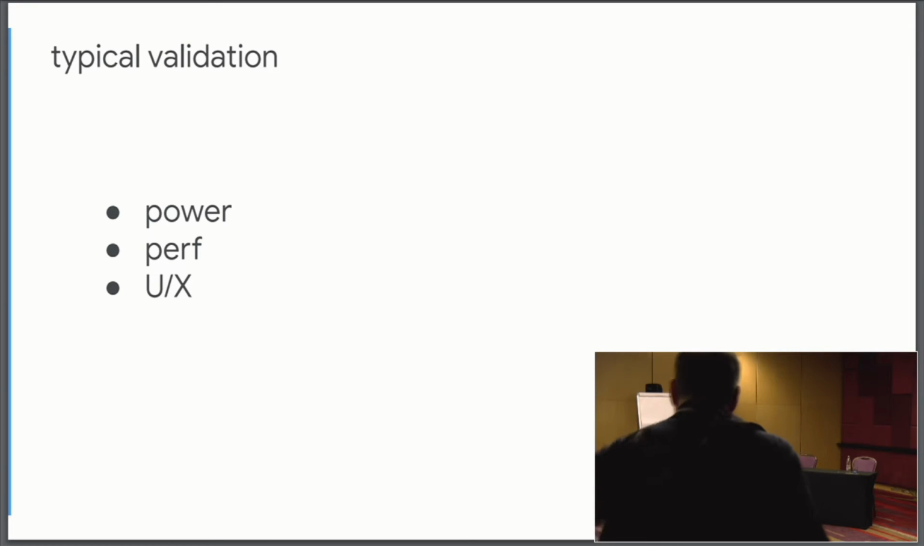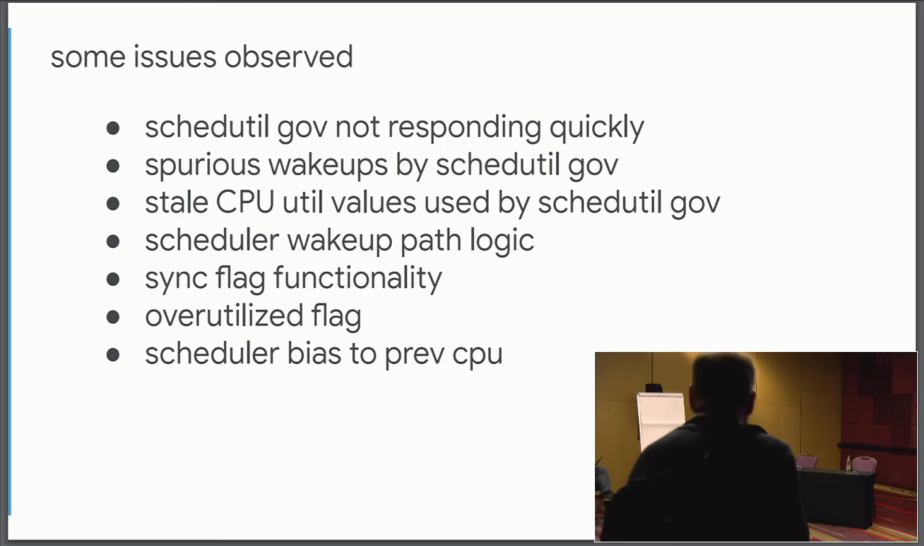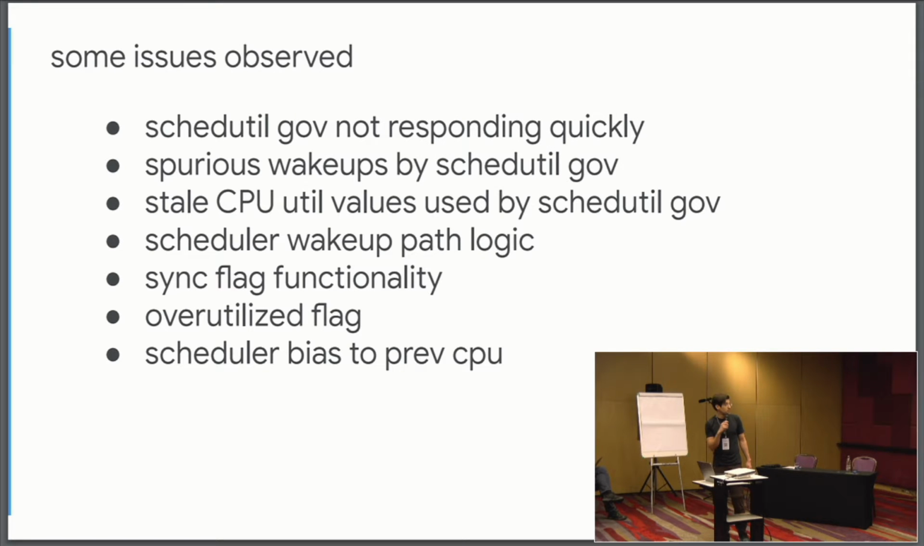I'll give some examples of issues we've observed at Google, actual bugs that we've found. These are the sorts of things I would like to see validated by unit testing. I don't know that we need to discuss each one in detail, but governor responsiveness is an obvious one, and so are the wake-ups caused by schedutil.